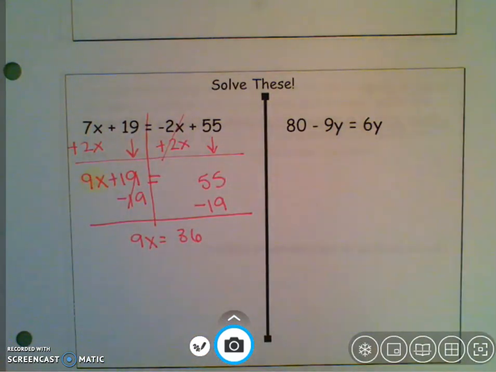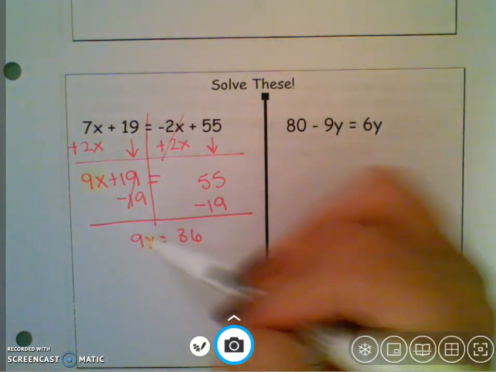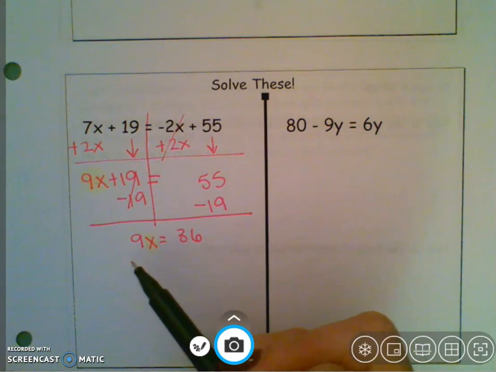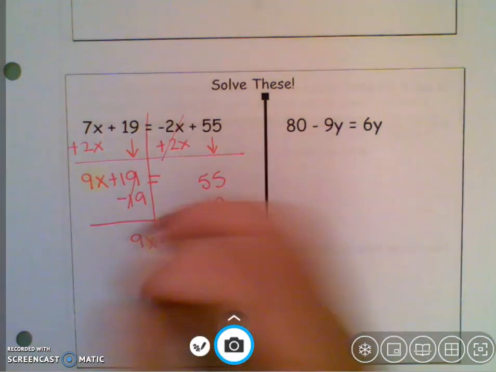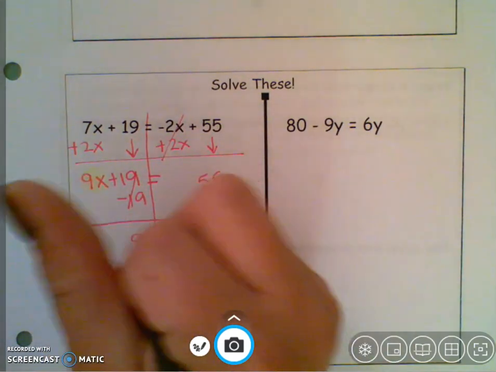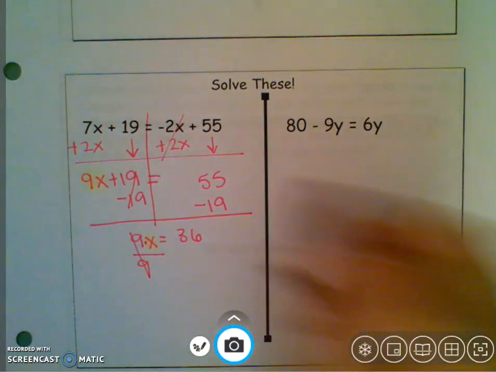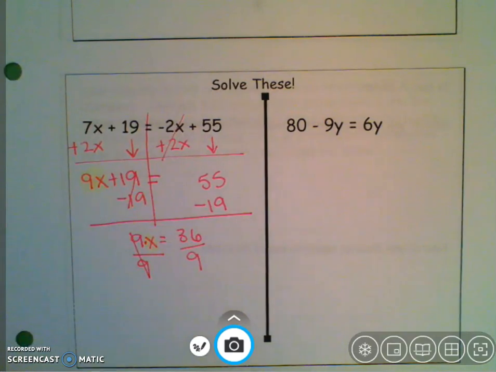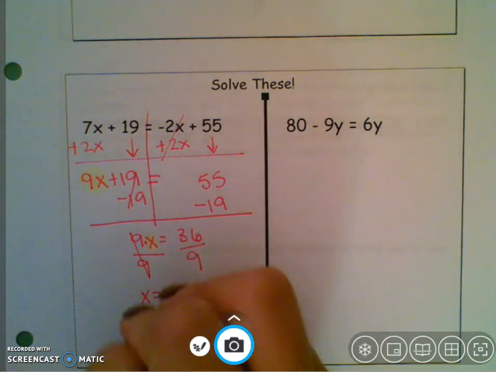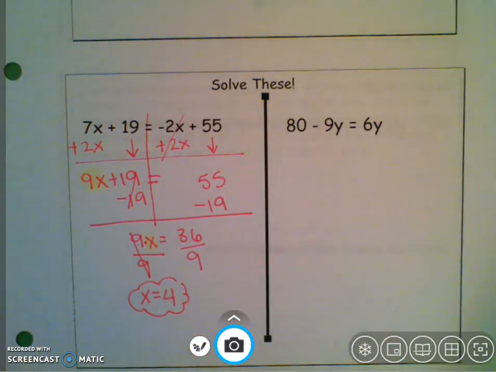Now again, we're solving for x. So I need this x to be completely by itself. It's almost, but it has a 9. So since this is 9 times x, we are dividing by 9, dividing by 9. So 36 divided by 9 gives you x equals 4.